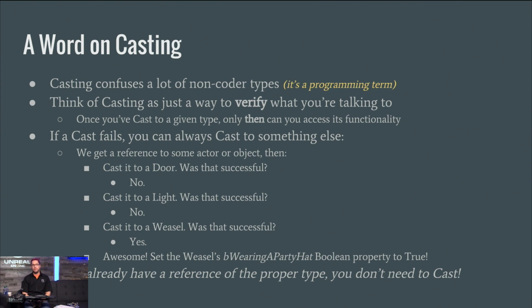So we get a reference to some actor or object, and then we say, was it a door? No. All right, well, cast it to a light. Was that successful? No. All right, well, was it a weasel? And then if that was successful, then yeah, we can do something to the weasel, like set its wearing party hat boolean to true, or whatever.